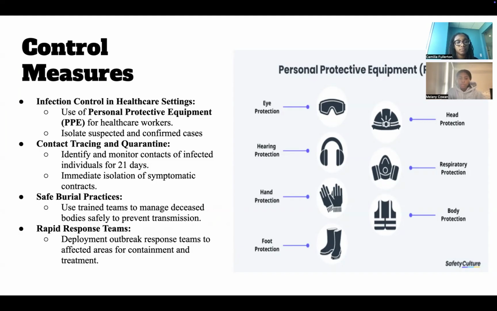So control measures for Ebola will include PPE, isolating patients, contact tracing, safe burials, and relying on rapid response teams to stop outbreaks and protect the community. To control Ebola, we use protective gear, and this would be a rapid response team to stop the spread quickly and effectively. As we can see on the image on the right, we can use eye protection, hearing protection, hand protection, foot protection, head protection, respiratory protection, and body protection. Next slide.